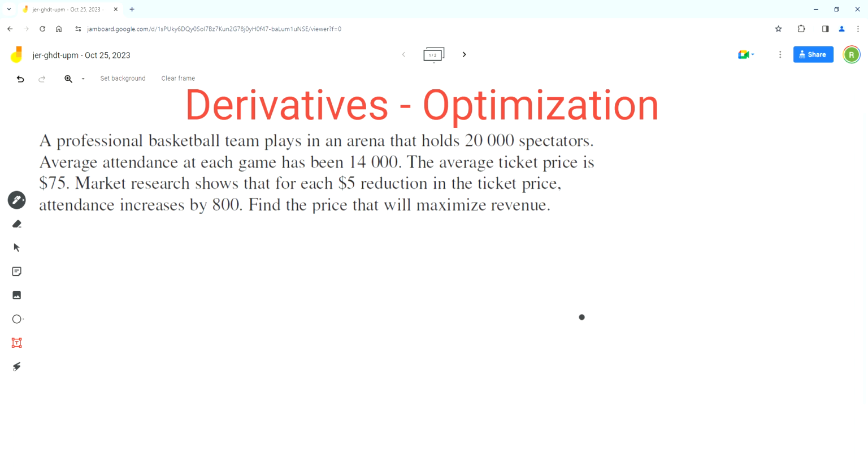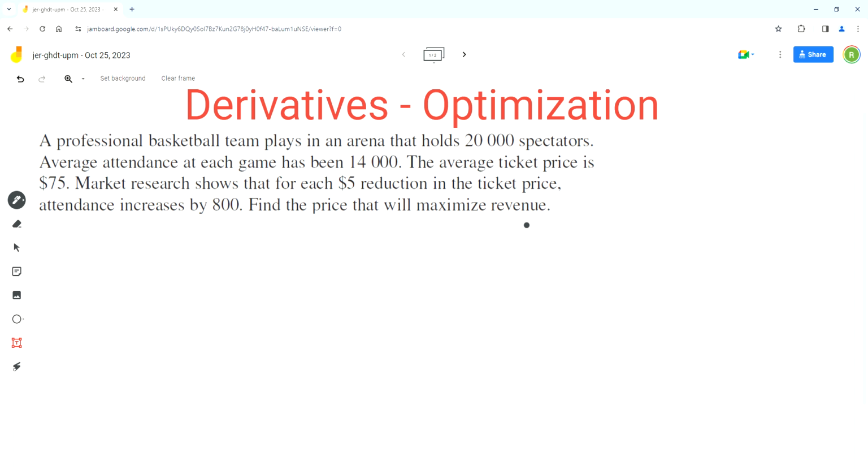So in this video, we'll solve this word problem using derivatives. As per the problem, a professional basketball team plays in an arena that holds 20,000 spectators. Average attendance at each game has been 14,000. The average ticket price is $75, and market research shows that for each $5 reduction in the ticket price, attendance increases by 800. Find the price that will maximize revenue.